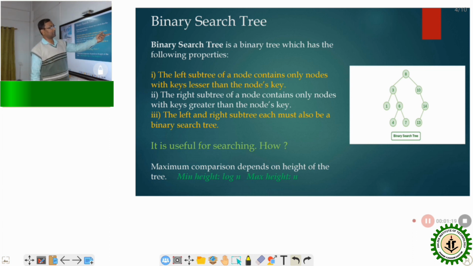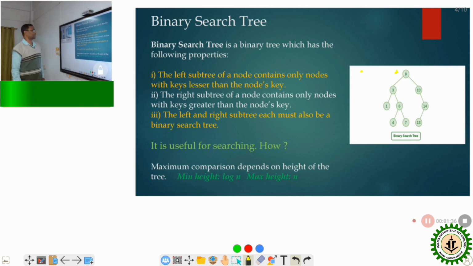What does the first point say? Say for example, this is the binary search tree, and here 8 is the root node of the tree. And all the elements that belong to the left subtree of 8 are lesser than 8. Now what is the second point? The second point is that the right subtree of a node contains only nodes with keys greater than the node's key. Here the root node is 8 and the entire right subtree of 8 contains the key values 10, 14 and 13. So all the elements in the right subtree of 8 are greater than 8.